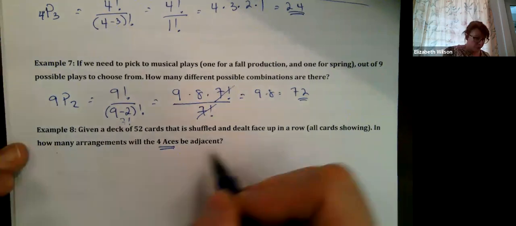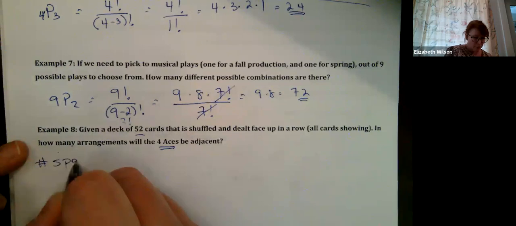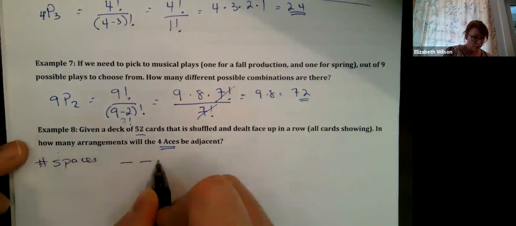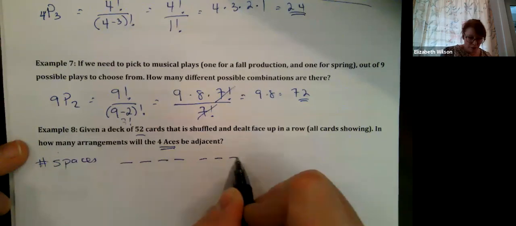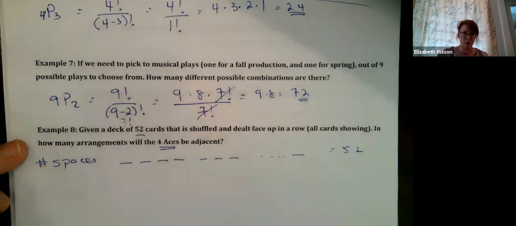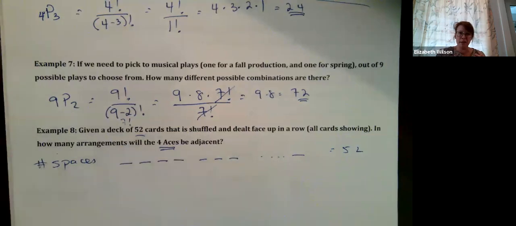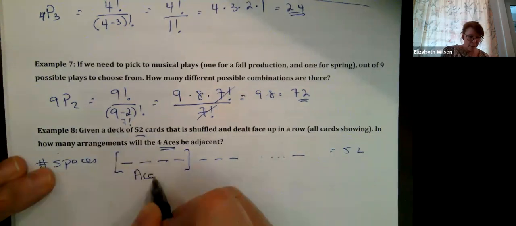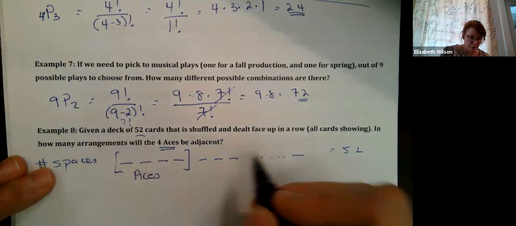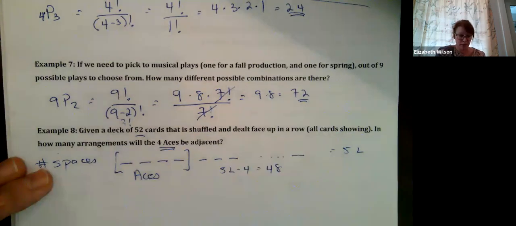So I have 52 total cards. Let's think this out loud. I've got the total number of spaces: 1, 2, 3, 4, 5, 6, 7. I'm not going to write out all 52. The total number of spaces is equal to 52. But what we're looking for is these 4 aces operating as a group. So these 4 here are our aces, and then these here are 52 minus the 4 aces, so 48 cards left over that I need to arrange.